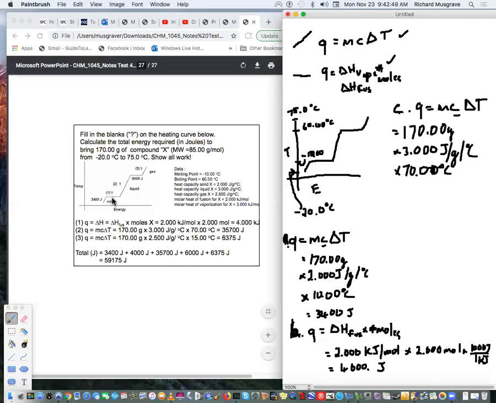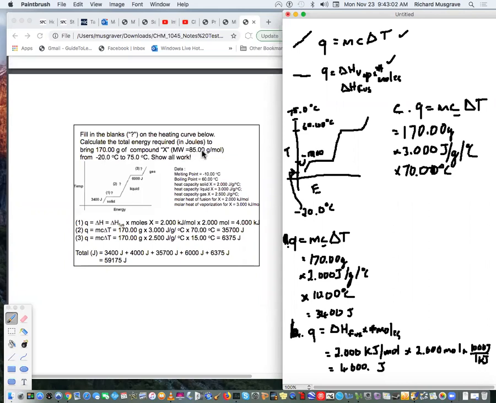Part B is the flat part here, and it's going to be the delta H of fusion, because it's going from solid to liquid. We multiply that by the number of moles, which we get from up here. It's 170.00 grams divided by 85.00 grams per mole. That'll give us the number of moles, which happens to be 2.000 moles. And then the next slopey part is going to be Q equals MC delta T. This is going to be for liquid.